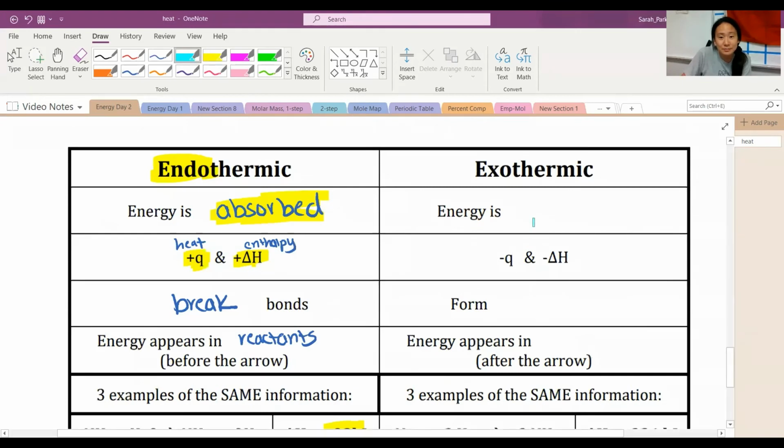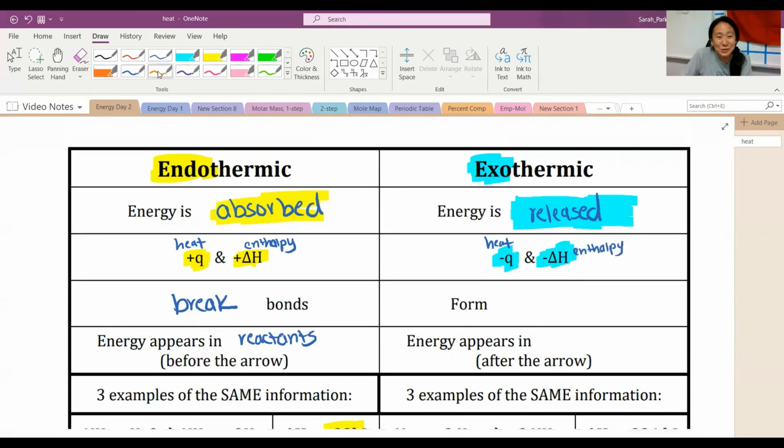Exothermic then, energy is being released. How do you denote an exothermic reaction? By using a negative number. Remember, Q is just heat, delta H is just enthalpy. You can write that in really quick.